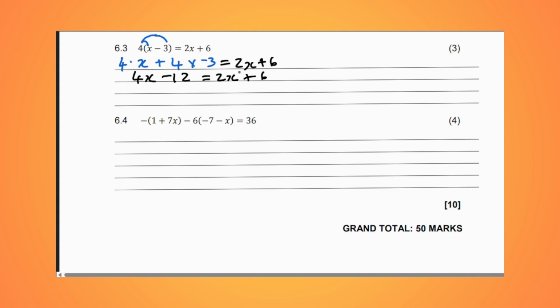Now we want to move our x's so they're on the same side. So the 2x, we want to move that side, and we do that by minusing 2x. So we'll have 4x minus 2x. Then, our x's are now on this side. We want our minus 12 to move to the other side, and we do that by plusing 12. So on the other side, we'll have 6 plus 12. Just going to continue there. 4x minus 2x is 2x, equal to 6 plus 12 is 18.